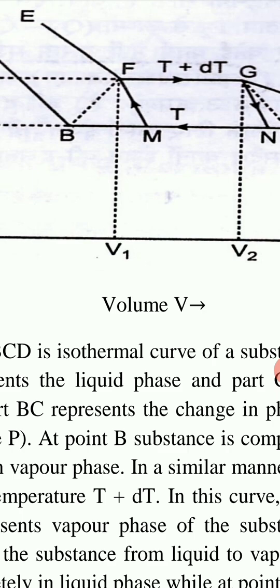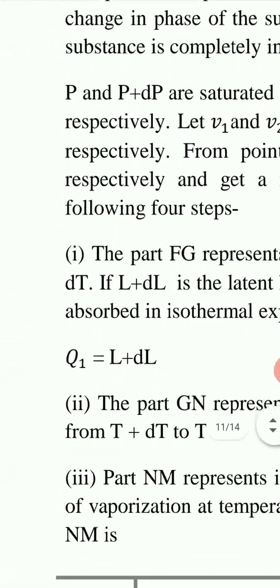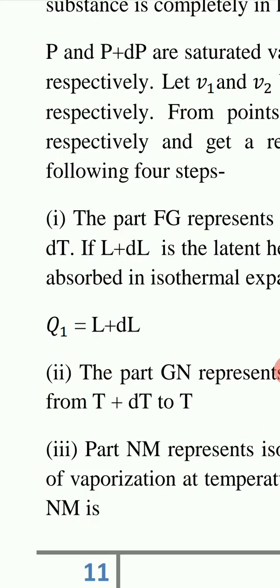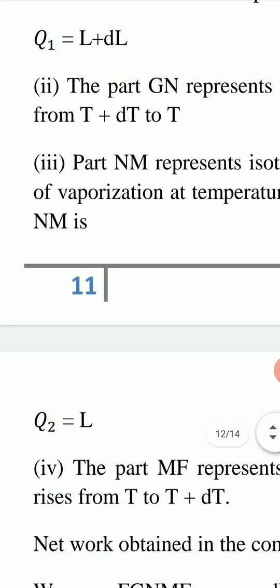So the heat absorbed in this process FG will be the latent heat, and it will be the latent heat of vaporization, which we write as L plus dL, because it is at temperature T plus dT. So in the first process, which is FG, isothermal expansion at temperature T plus dT, heat absorbed by the substance, we write it as Q1, and it is equal to L plus dL.